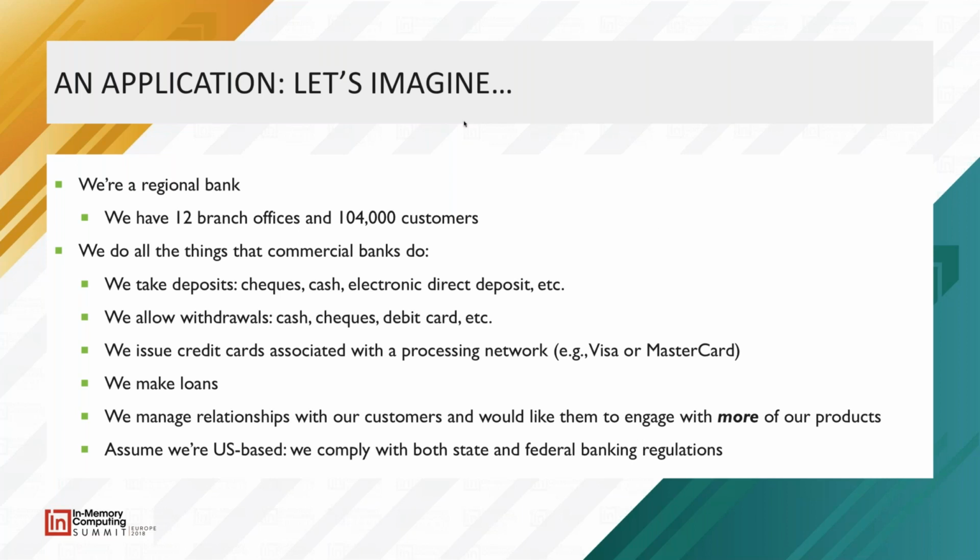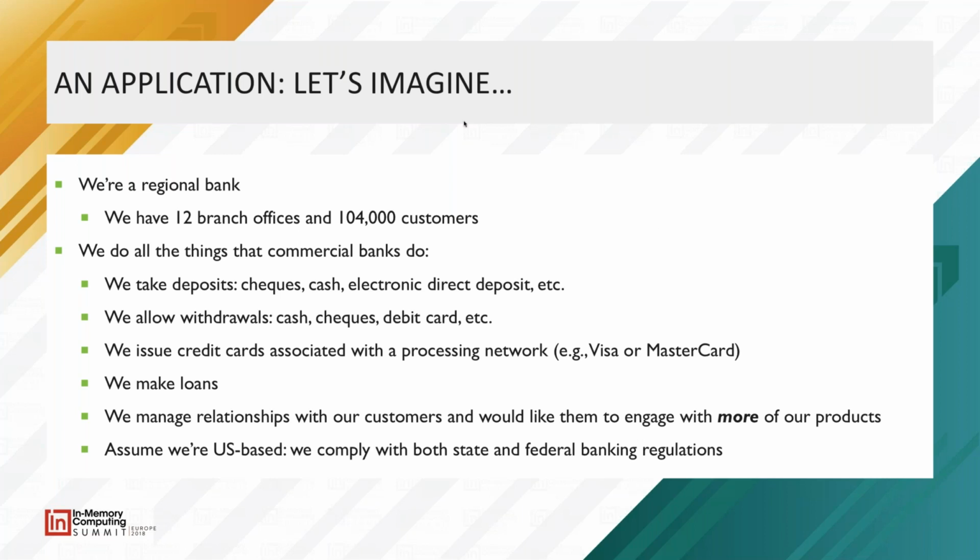So for our application, let's imagine that we're a regional bank. We have 12 branch offices and just over 100,000 customers. We do all the usual things that banks do. We take deposits, which could be checks, cash, electronic, direct deposit, etc. We allow withdrawals. We issue credit cards. You might have a Bank of America Visa card, or a Wells Fargo Visa card, or a Chase Visa card. Your credit is underwritten by that bank, but the card transactions are actually processed through a processing network like Visa or MasterCard. We make loans, and we manage relationships with our customers because we'd like our customers to engage with more of our products.